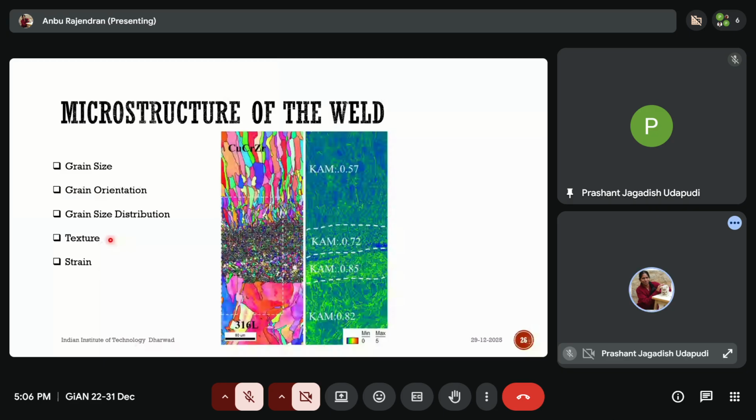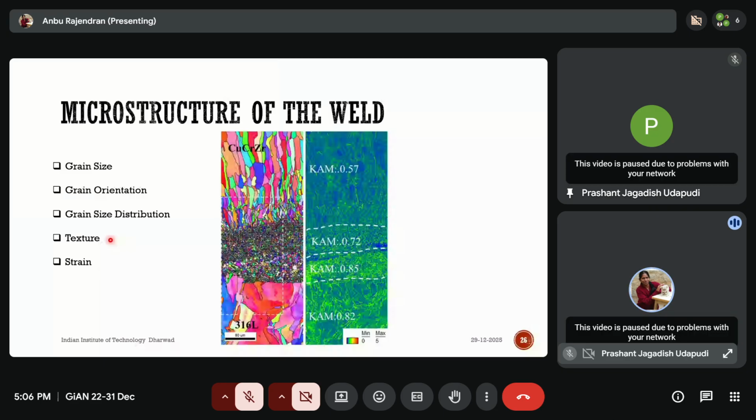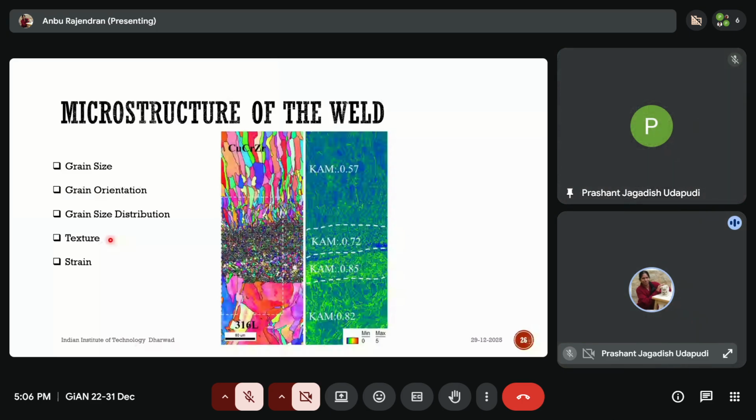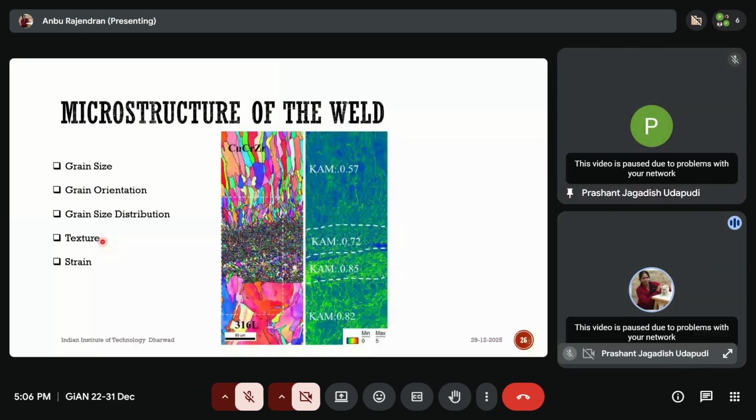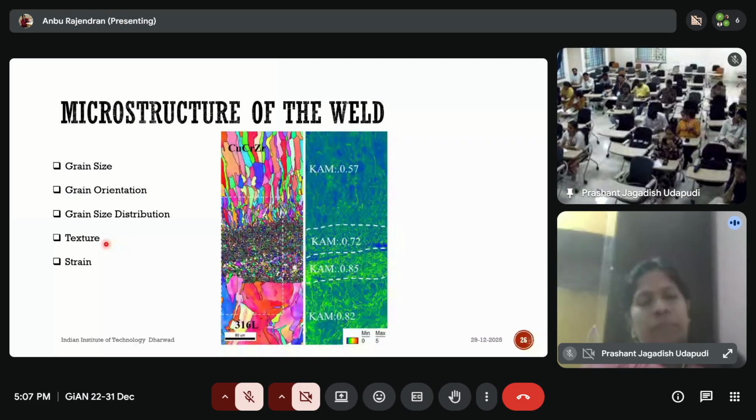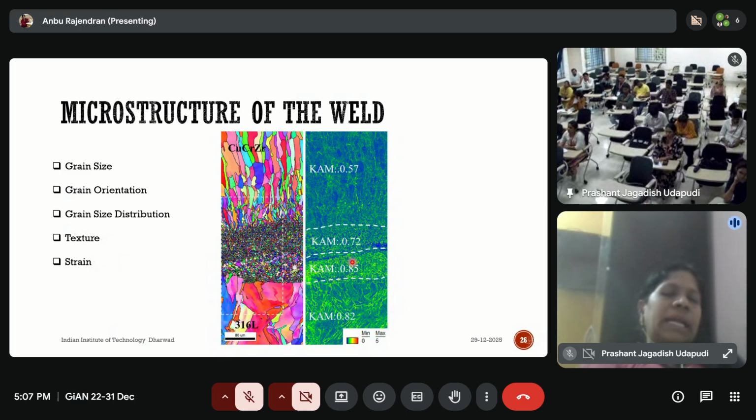People who are mostly working on forming operations, rolling operations, sheet making, thin product making, are particular about the texture present in the component. That information you can get from the EBSD analysis. EBSD also provides you the detail of the presence of strain inside the material. So a KAM map will give you the understanding of the stress distribution or strain inside the material.